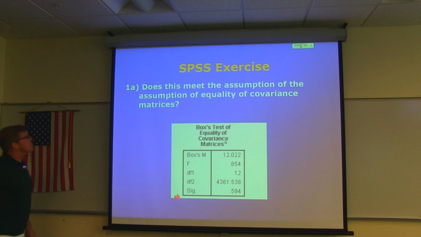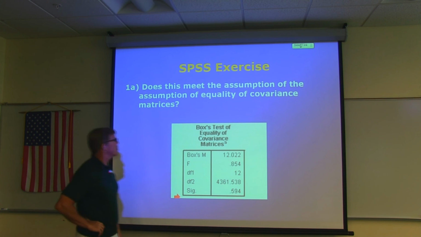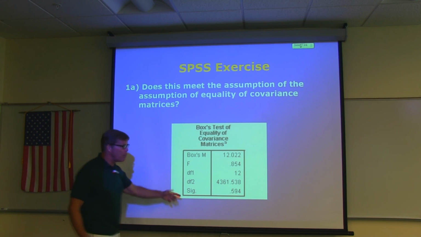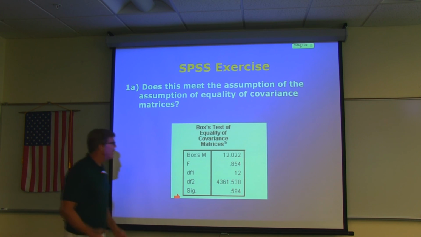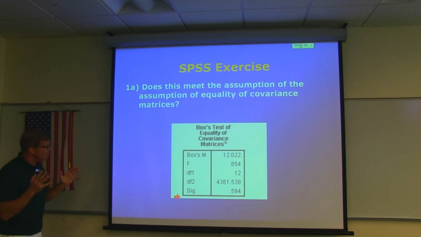Does this meet the assumption of equality of covariance matrices? Well, let's see. P is greater than alpha. I would say yes. So Box's M, in this case, is non-significant. So the null is accepted. What does the null imply? Equality. Okay? Equality, in this case, of covariance matrices. Equality of variance. That's actually one of the assumptions.